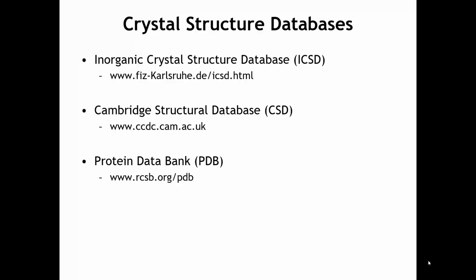At the outset, I want to point out an important resource. There are various databases of known crystal structures. These three are probably the most important, and in each of these databases we can find thousands, actually hundreds of thousands of different crystal structures. And when you're trying to figure out the crystal structure of a new compound, it can oftentimes be very useful to look at the patterns of compounds that are already known.